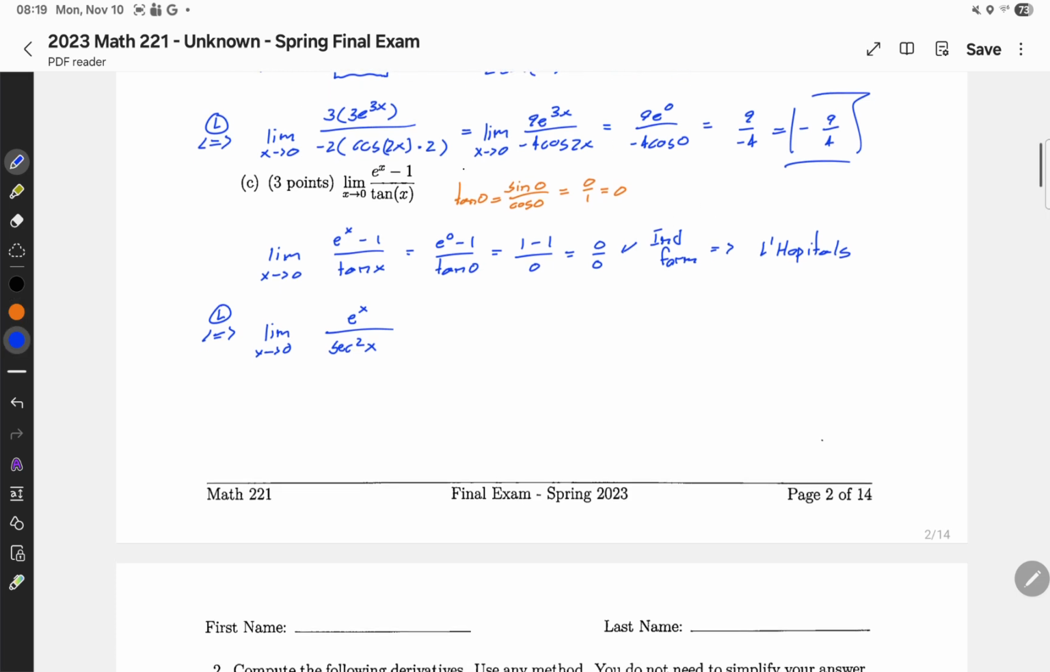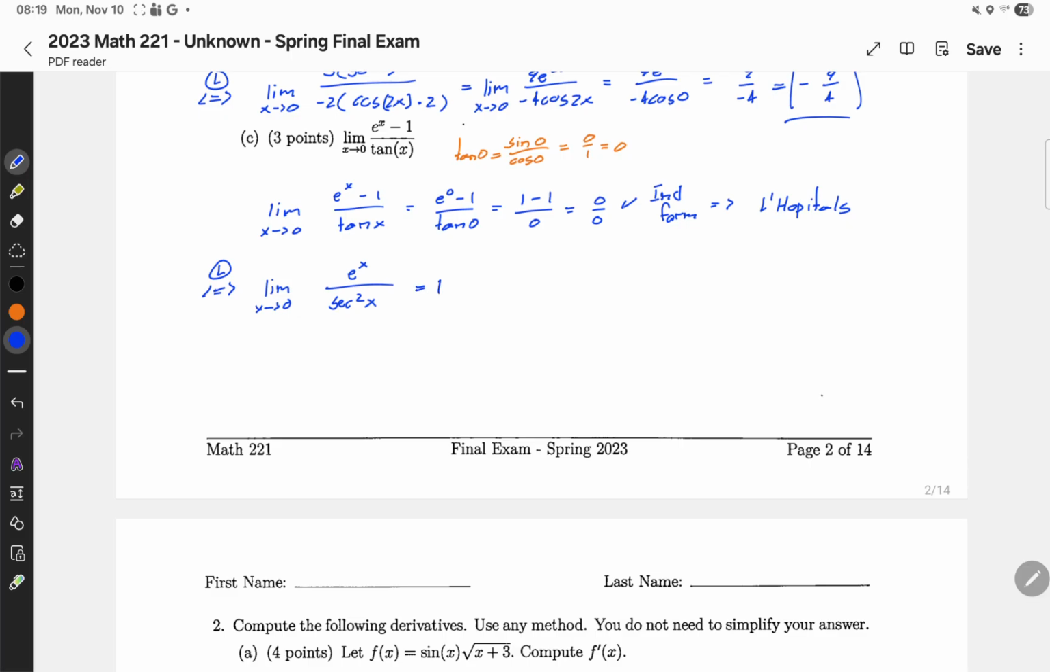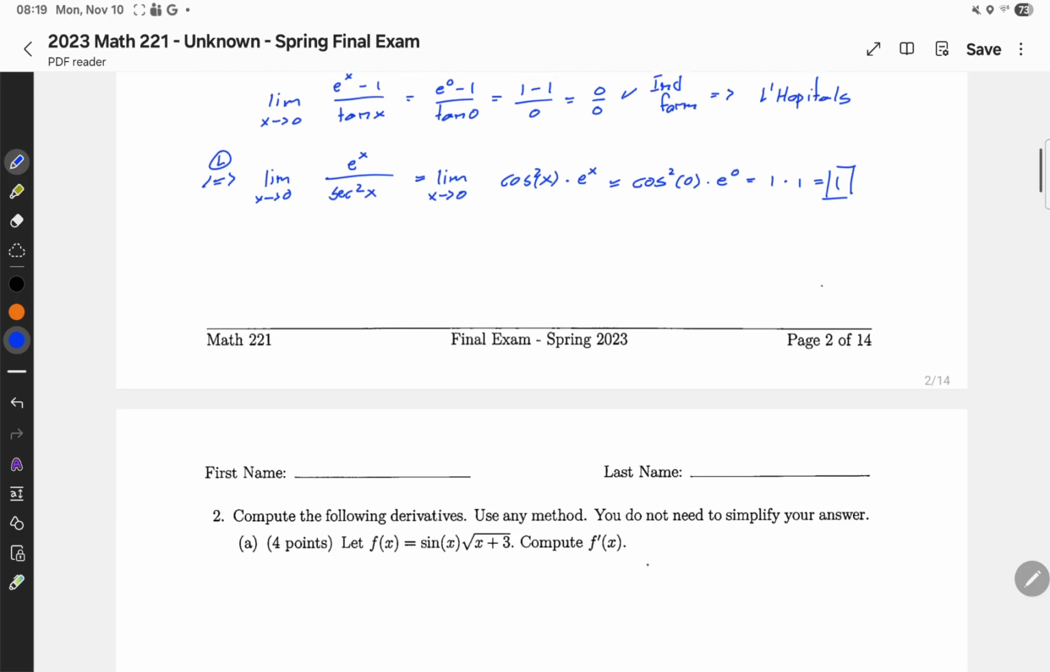All right, and now what we can do is we can rewrite this as the limit as x approaches 0. What is secant x? Well, that's just 1 over cosine x, so we can actually bring that to the top as cosine squared x times e to the x. I'll put parentheses around that so that's clear. And now let's go ahead and plug in 0. This is going to be cosine squared of 0 times e to the 0. Cosine of 0 is just 1. Square that, it's still just going to be 1. E to the 0 is just 1. So this all goes to 1, just like that. And that is going to be the end of question 1.